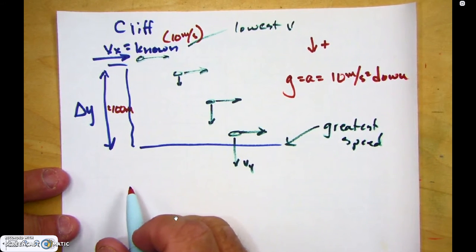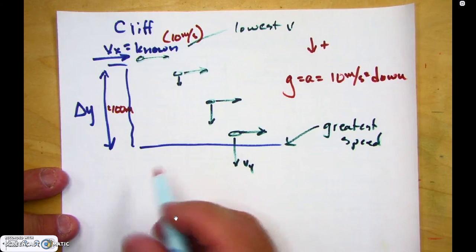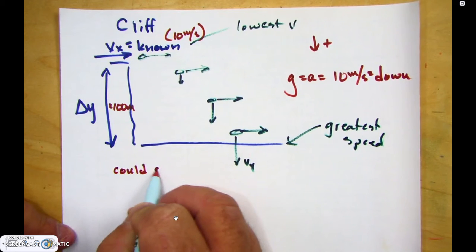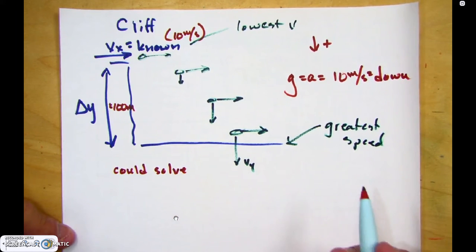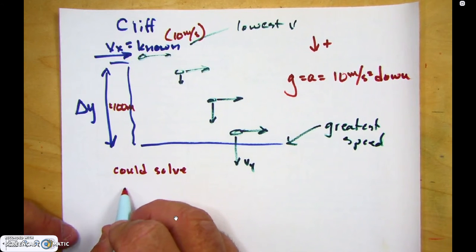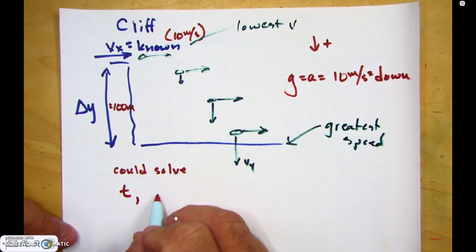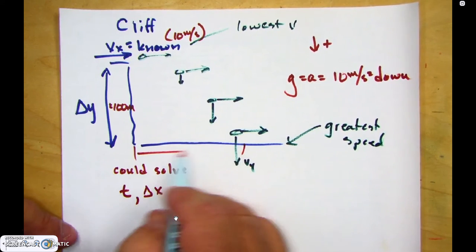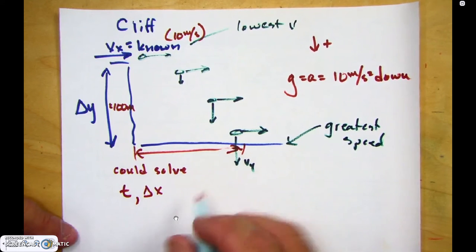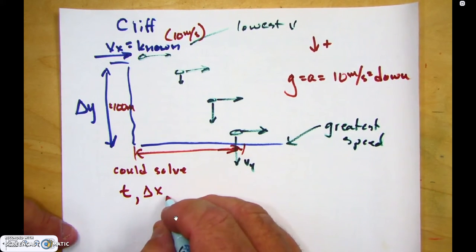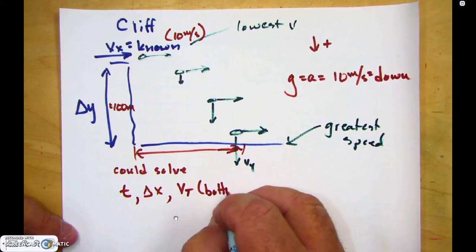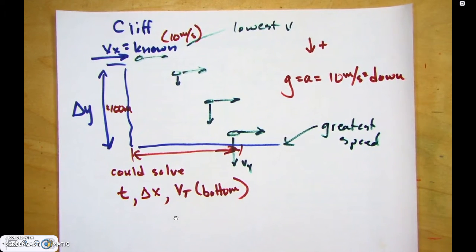So the first thing I have to do, let's make this a goal-less problem. What are the things I could solve for? Well, I could solve for the time. I could solve for the delta x, in other words, this distance here until it hits the ground. That would be delta x. I could also solve for v total at the bottom. Those are all things that we could solve for. There may be other ones, but those are the ones that immediately come to mind.